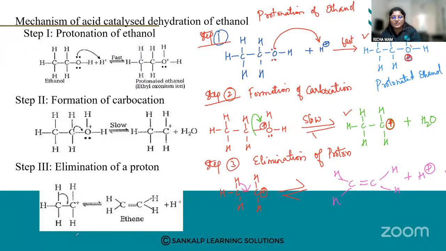They'll ask you this compulsory question for 3 marks from the chapter alcohols, phenols, and ethers: the mechanism of acid catalyzed dehydration of ethanol, that is, conversion of ethanol to ethene using the acid catalyzed dehydration reaction. I hope it is clear. Is it clear, students? Any doubts up to here? Okay, fine.